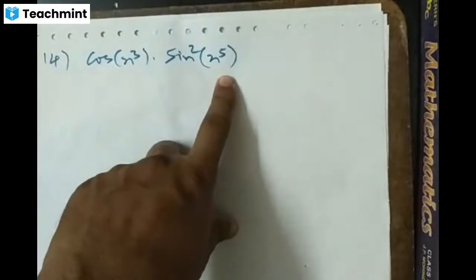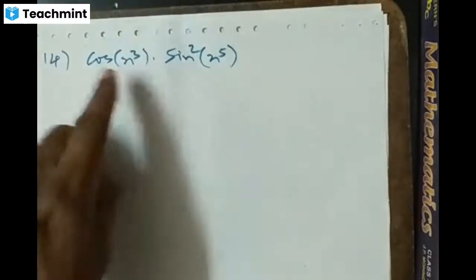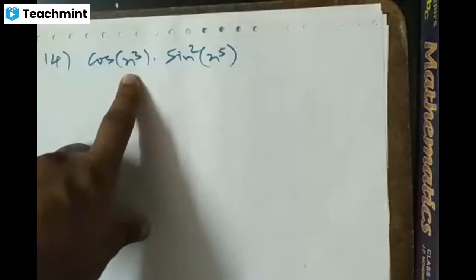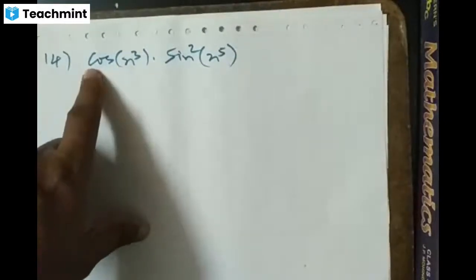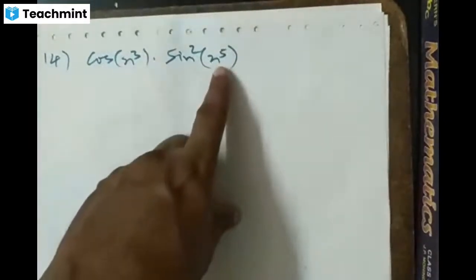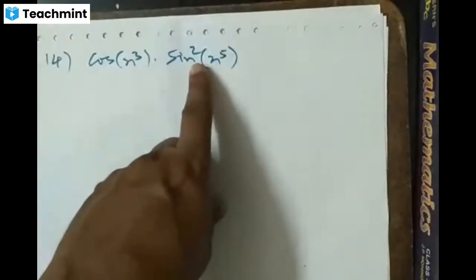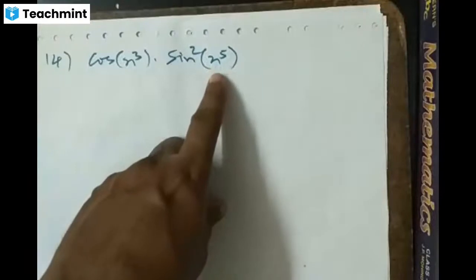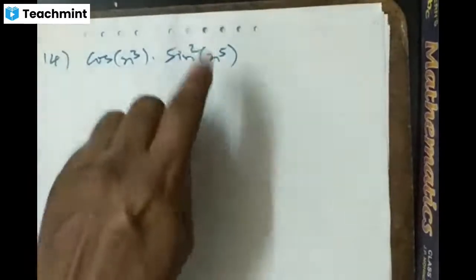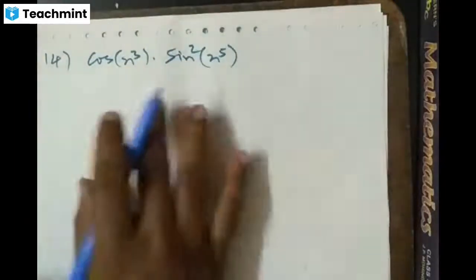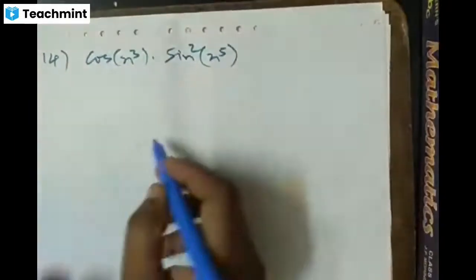So you have to use product rule, and moreover the first function is a composition of two functions, x cube and cos function. And the second one is a composition of three functions. One is x power 5, another one is sin x, and the third one is x square function, right? So we have to use product rule as well as chain rule, correct? So this is a little bit lengthy problem.